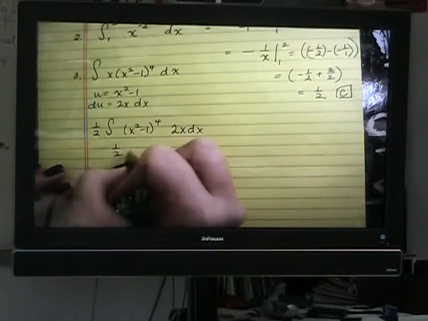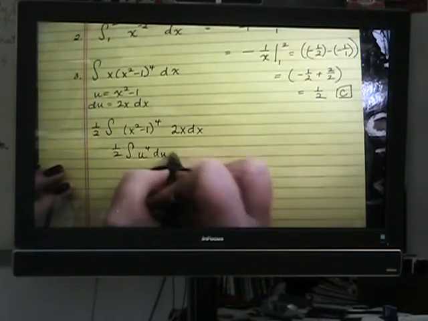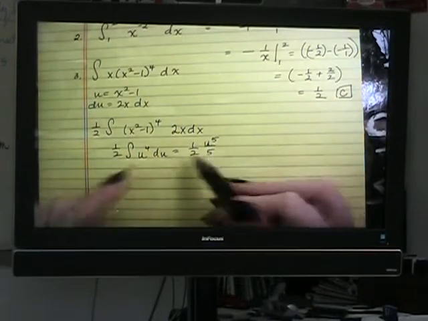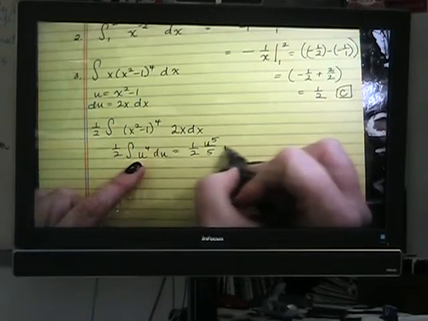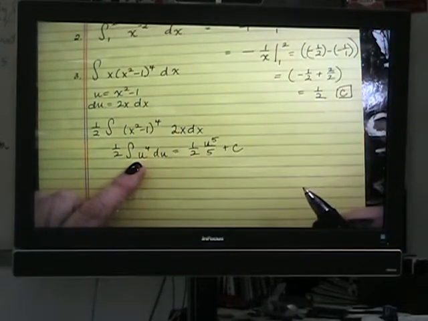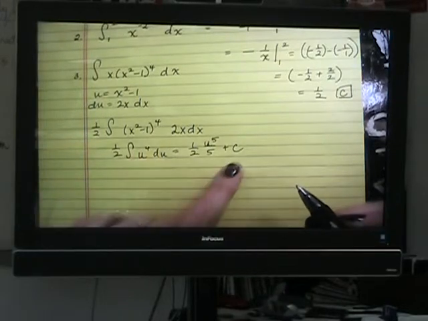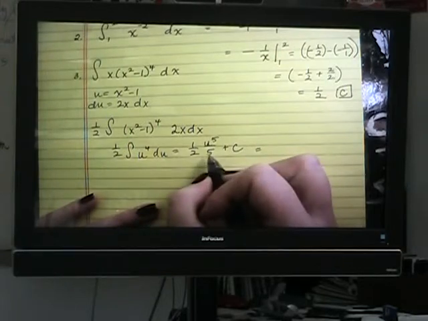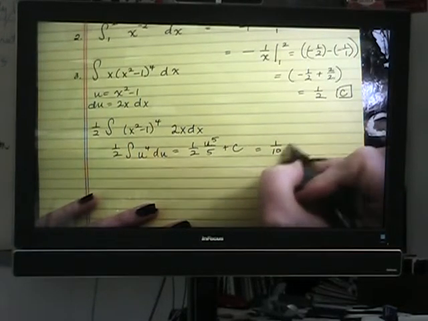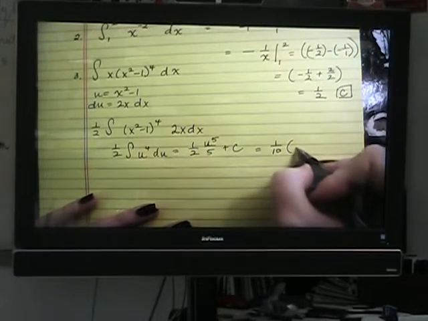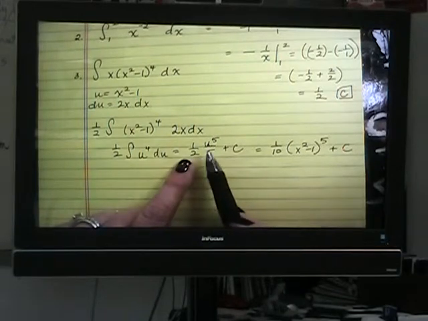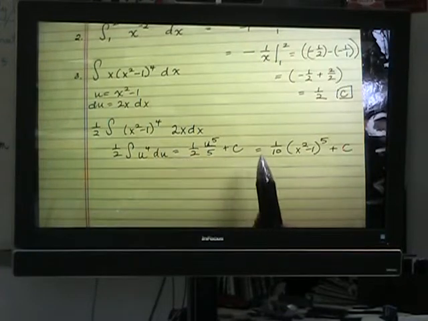And then 1/2 times the integral of u to the 4th du is just going to be 1/2 times u to the 5th over 5. Again, you have to add 1 to the exponent, divide by the new exponent. And don't forget your plus c. And so I went ahead and rewrote mine at this point as 1/10 times the quantity x squared minus 1 to the 5th power plus c. Because I just multiplied, I thought of this as 1/5 times u to the 5th. I multiplied my 1/2 and my 1/5 together to get 1/10.